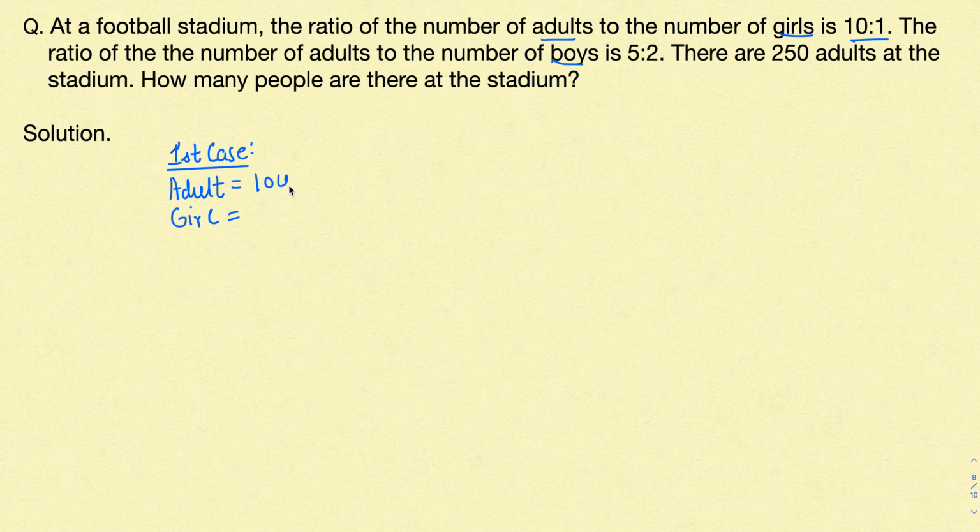Now, how about the second part? The ratio of the number of adults to the number of boys is 5 is to 2, right? So for the second case, they are comparing the number of adults and the number of boys. So we can say adults here is 5 units and boys are only 2 units.